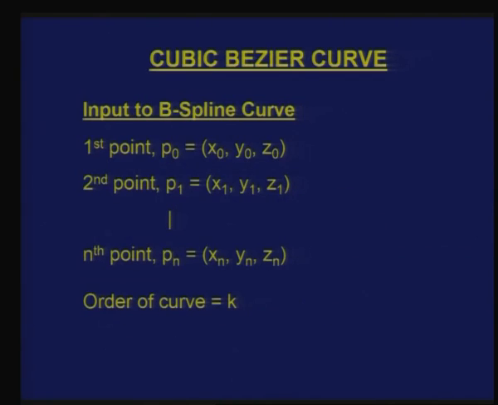Now, the input which I will give in order to define a B-spline curve is the control points, just like when I define a Bezier curve. If I have a cubic Bezier curve, I give 4 control points. Here, whatever n points you are trying to define, you also define the order of the curve by giving the value of k, which is an additional input given to a B-spline curve.